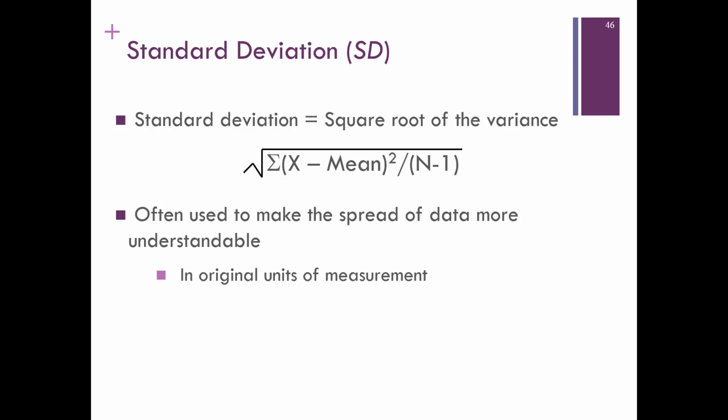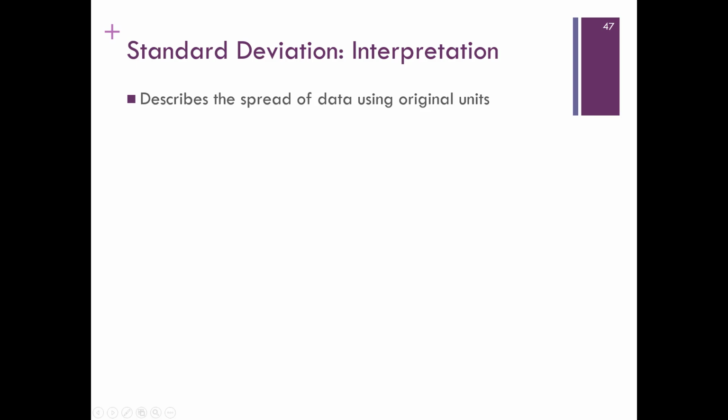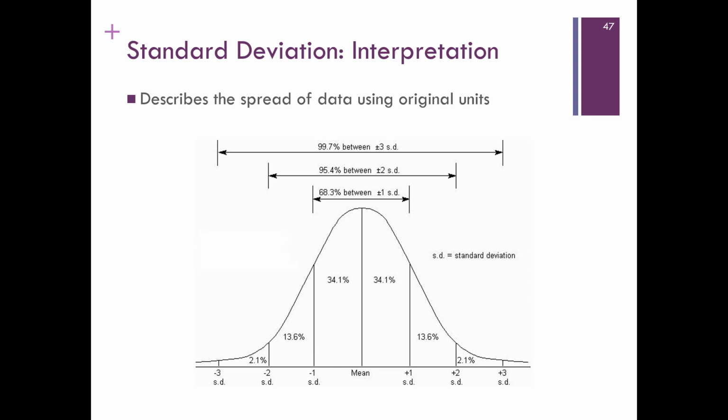unit of measurement. And so if you think about it, in our example, exam scores have ranged from 50 to 100. If I gave you a variance of 238, what does that really mean? That's really hard to understand, isn't it? In contrast, standard deviation is in original units, and so now you can describe the spread of data in terms of the actual exam scores themselves. And so once we have the standard deviation and know how many points they are, then you can talk about the spread of data from the mean using, for example, what you see here, a normal distribution. And so what percentage of students fall within particular bands of scores from the mean.